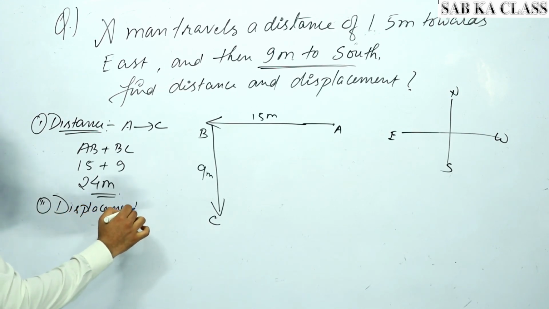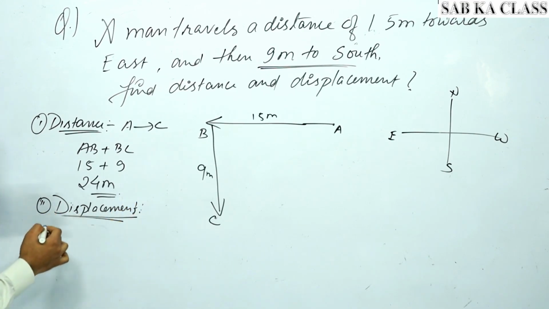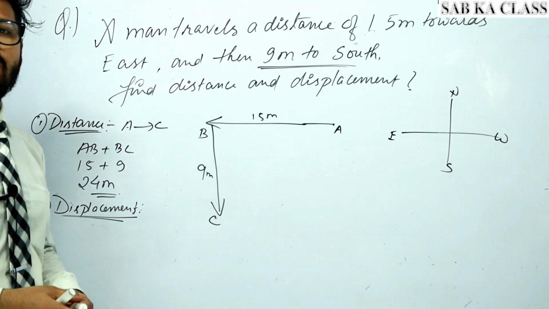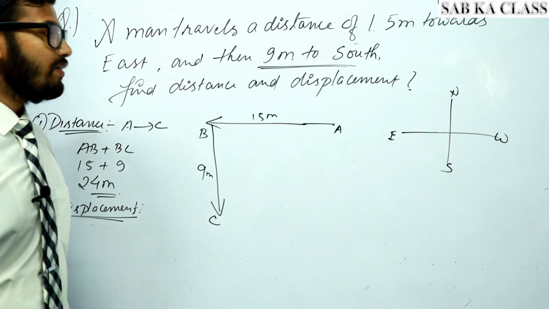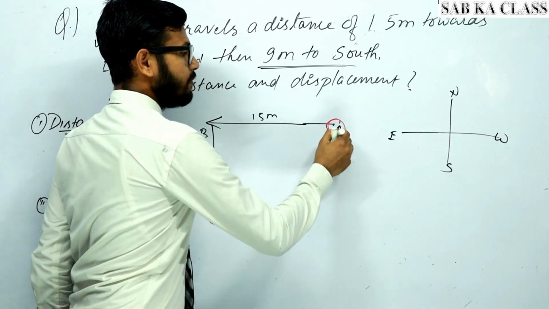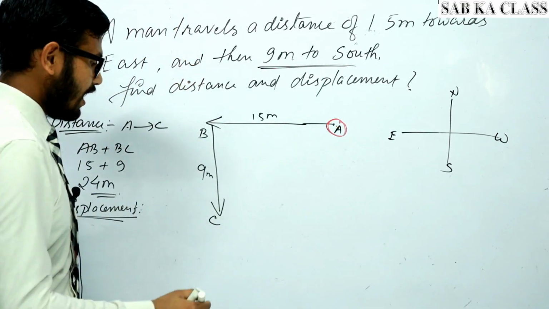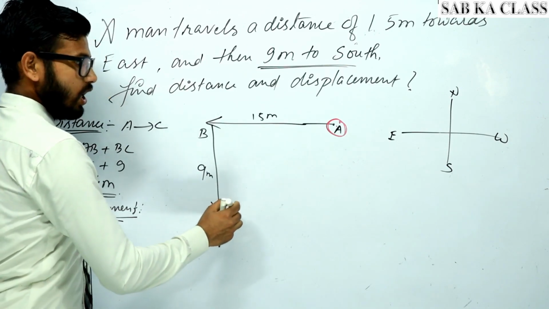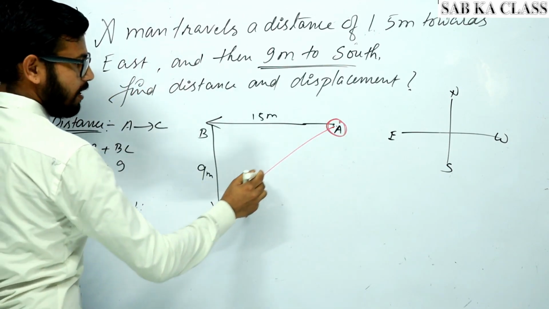Displacement. How to find displacement? Very interesting. Displacement means the shortest path traveled. How to see the shortest path traveled? You have to see where you started, that is A, and where you ended, that is C. So you join this line, and this becomes your displacement.